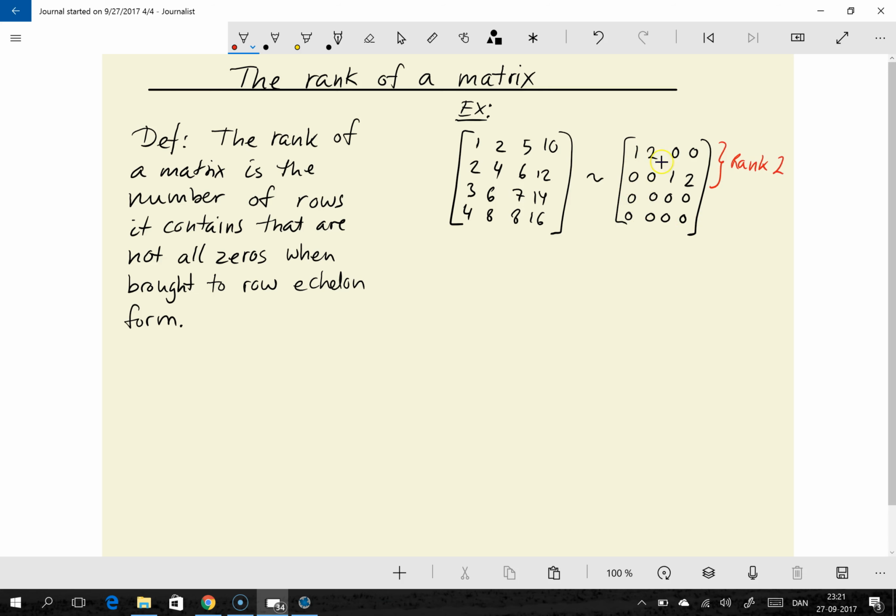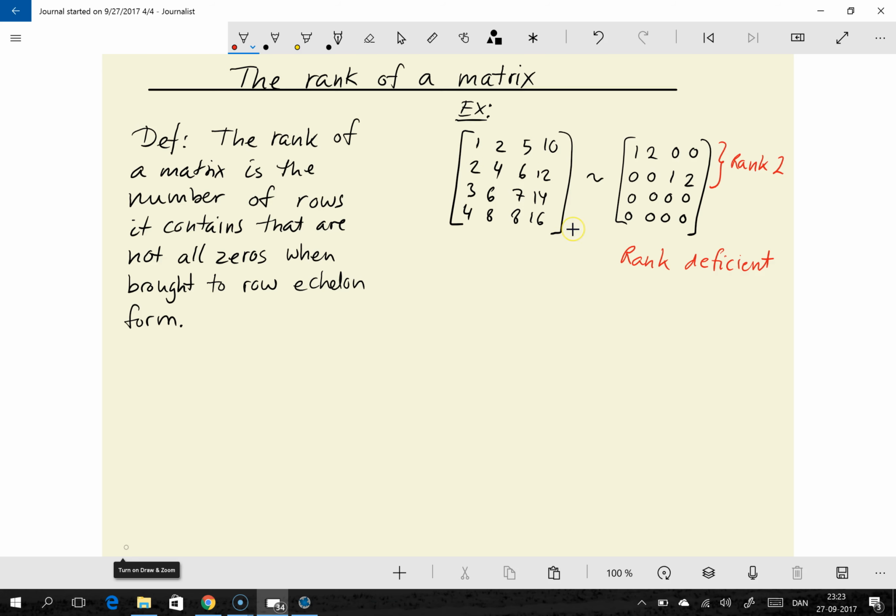Obviously, for such a 4x4 matrix, the maximum rank is 4. And because it doesn't have the maximum possible rank, we call it a rank deficient matrix. Notice that the rank of the matrix is independent of the row transform we have performed. So this matrix over here actually has rank 2, and so does this matrix. So the rank doesn't change under the Gaussian elimination.